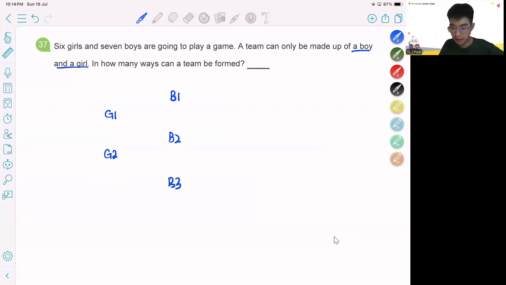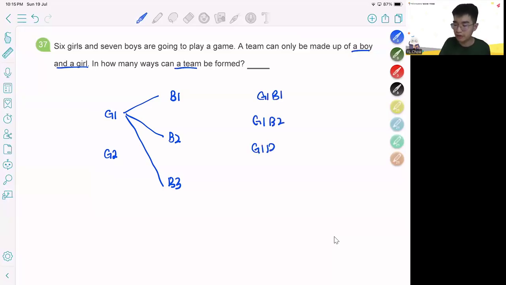Let me list them out. Girl 1 can form a team with boy 1, boy 2, or boy 3. So there are 3 ways to form such a team. A team can be formed by girl 1, boy 1; girl 1, boy 2; girl 1, boy 3. This is 3 ways. Now, moving on.